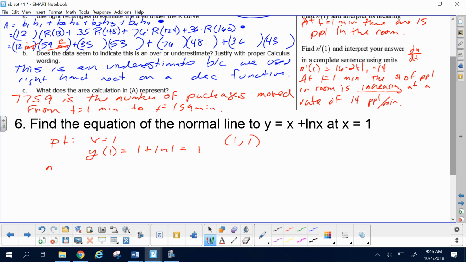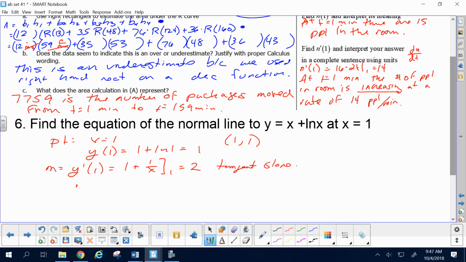The slope is the derivative at 1. What's the derivative of x plus log of x? 1 plus 1 over x. At 1, the slope is 2. Is that the normal slope? No, that's the tangent slope. The tangent slope is the derivative, as it always has been.